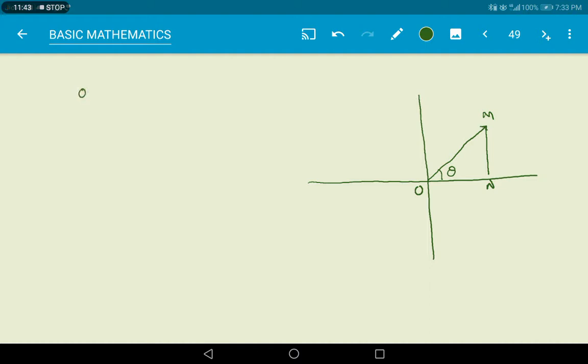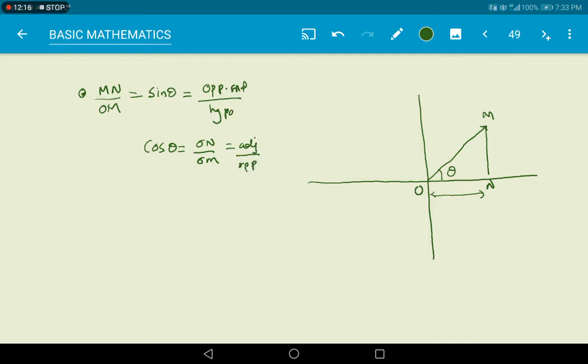So the ratio between MN by OM is sine theta. That means sine theta is nothing but opposite side by hypotenuse. Cos theta is adjacent side, this is the adjacent side, ON by OM, and then tan theta is opposite by adjacent.